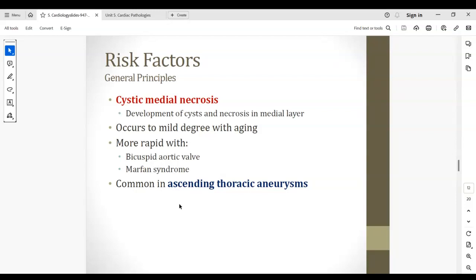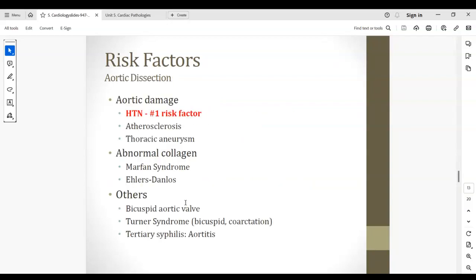It is not common in the abdominal aneurysm, but more common in ascending thoracic aneurysm, because we will talk now that we have two types mainly of aneurysm, thoracic and abdominal aneurysm. Okay, so for aortic dissection, aortic damage, mainly hypertension is the primary risk factor, atherosclerosis, thoracic aneurysm.